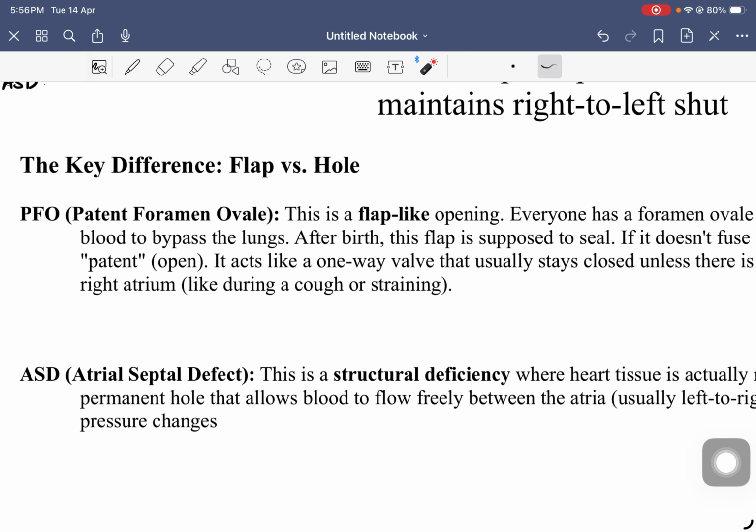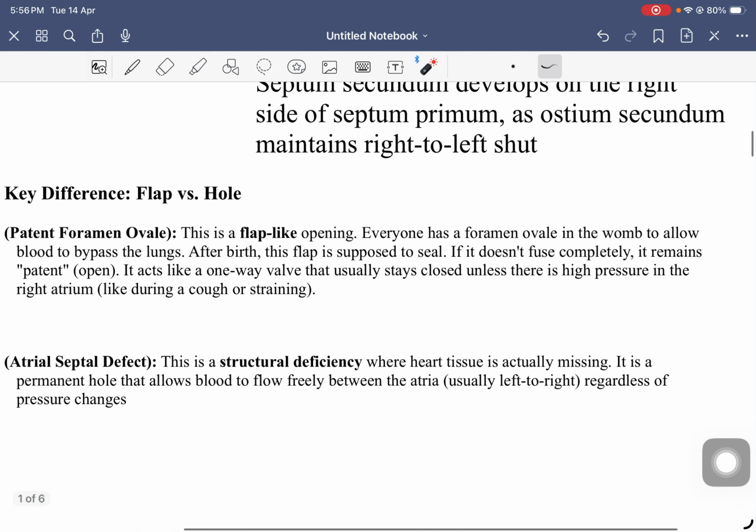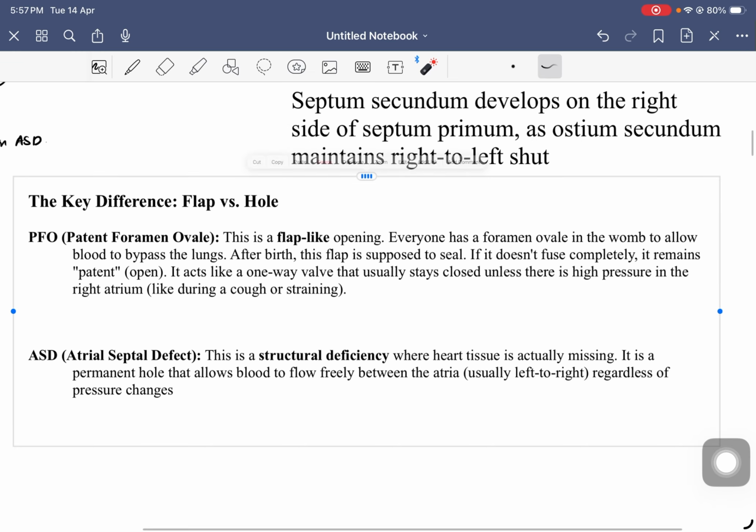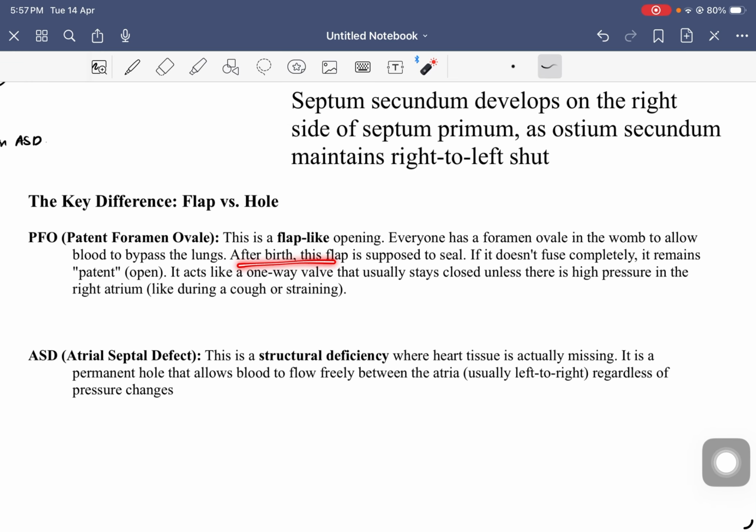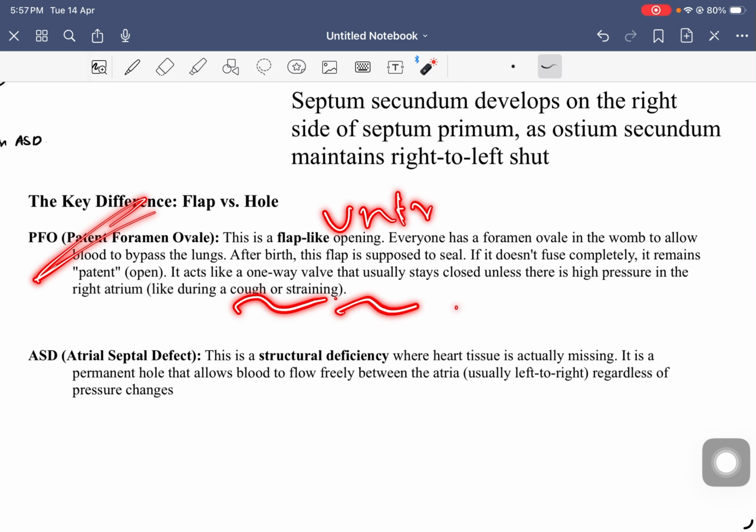So what is flap? Flap defect occurs in patent foramen ovale. This is a flap-like opening. Everyone has a foramen ovale in the womb to allow the blood to bypass the lungs. But after birth, the flap is supposed to seal. If it doesn't seal or fuse completely, it remains patent, which is open. And it acts like a one-way path that usually stays closed unless there is a high pressure in the right atrium, like during coughing or straining. But these are mostly left untreated.